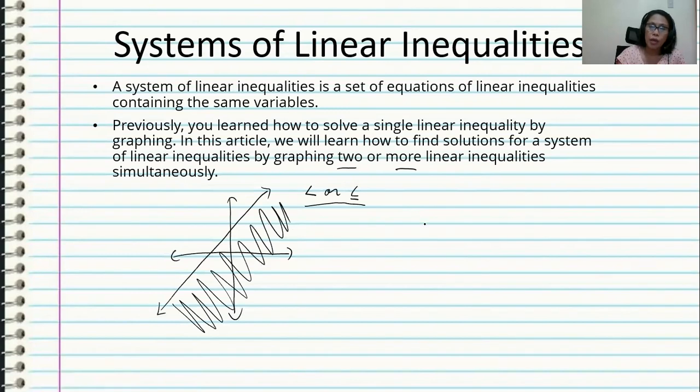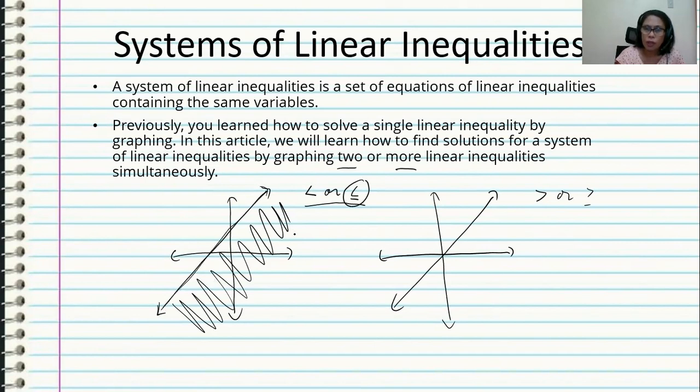On the other hand, if we're using greater than or equal to, particularly for this example, this is making use of less than or equal to because the line that we are using is a solid line. In the event that we're using less than, this must be a broken line. So for this one, the shaded region or the area must be above the line.